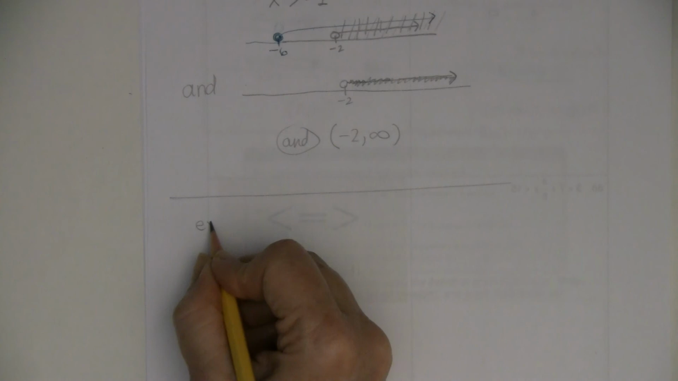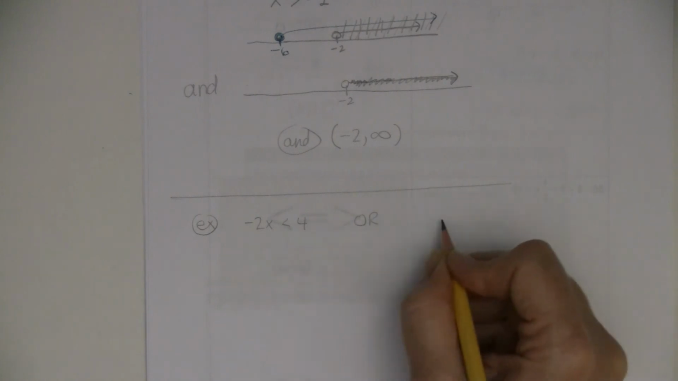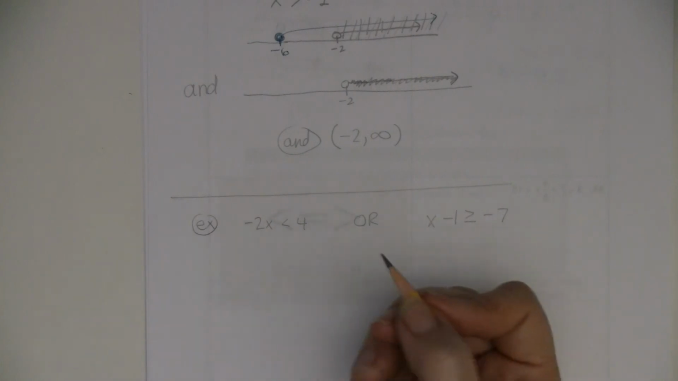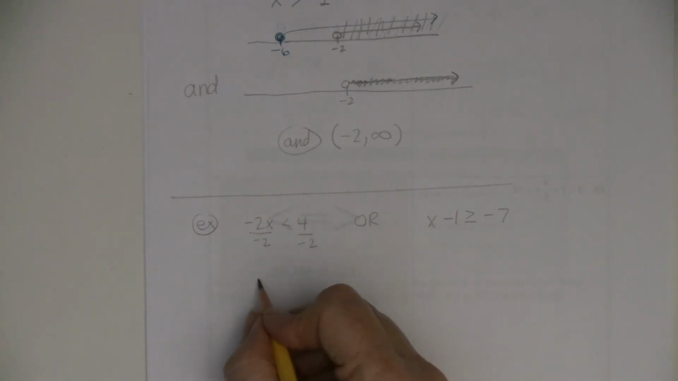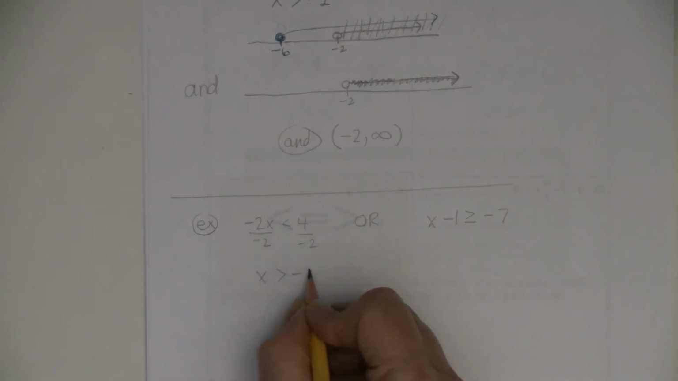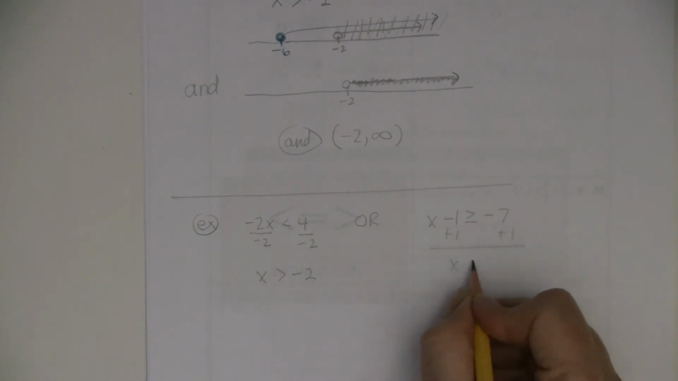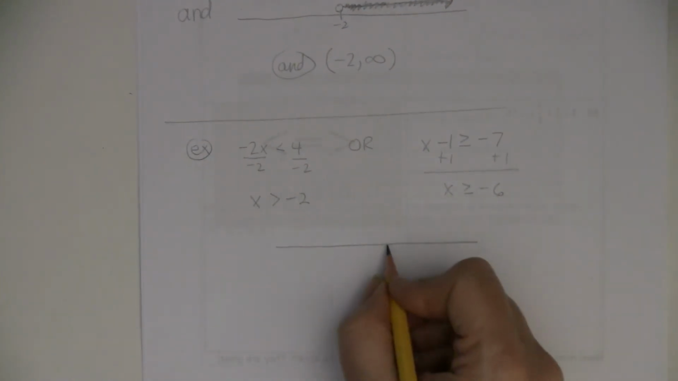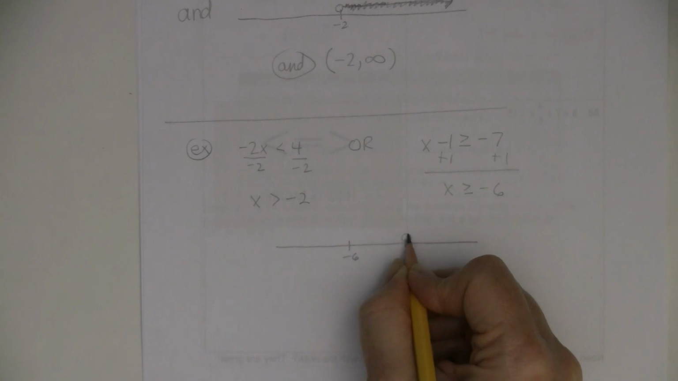If I asked you this same problem with an or, -2 is less than 4, or, and then I had x minus 1 is greater than or equal to -7, then you would have the same thing. You would divide by a -2, and you would still flip the symbol. X is then greater than -2, and you would still add 1. X is greater than -6. You would still draw your number line. So here's -6, here's -2, here is open.